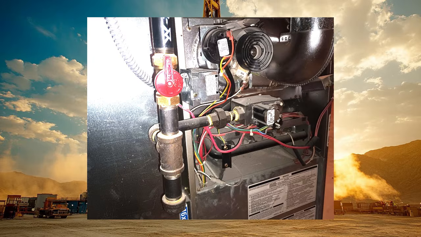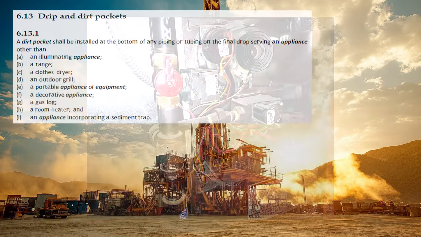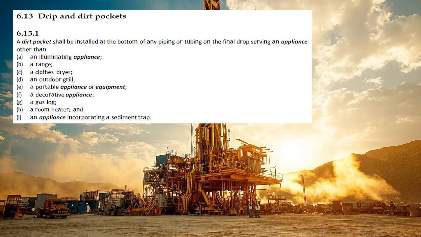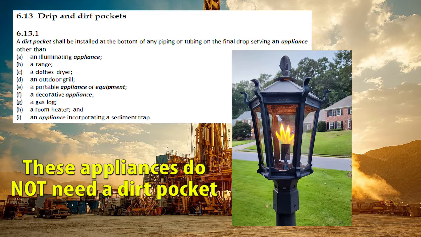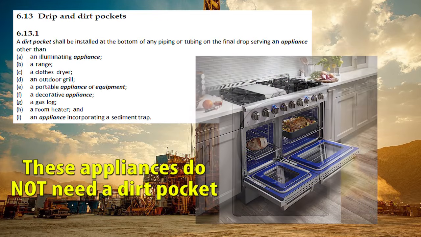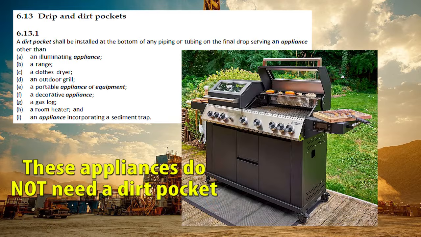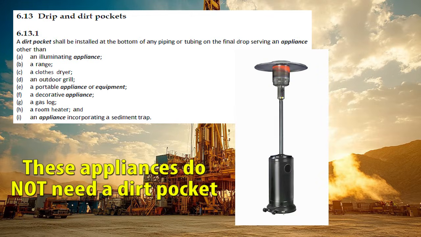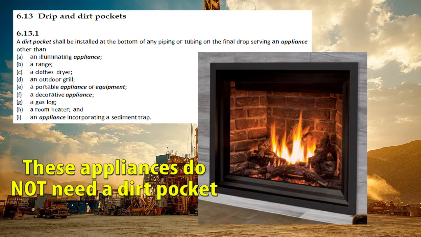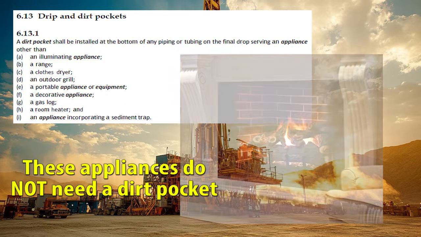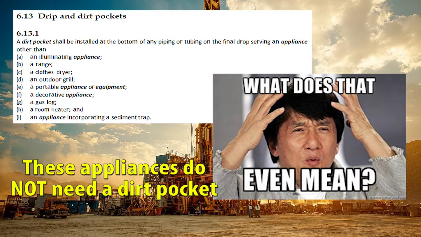The first code clause we're going to cover talks about where we need this. This is clause 6.13.1. A dirt pocket shall be installed at the bottom of any piping or tubing on the final drop serving an appliance other than an illuminating appliance, a range, a clothes dryer, an outdoor grill, a portable appliance or equipment, a decorative appliance, a gas log, a room heater, and an appliance incorporating a sediment trap.